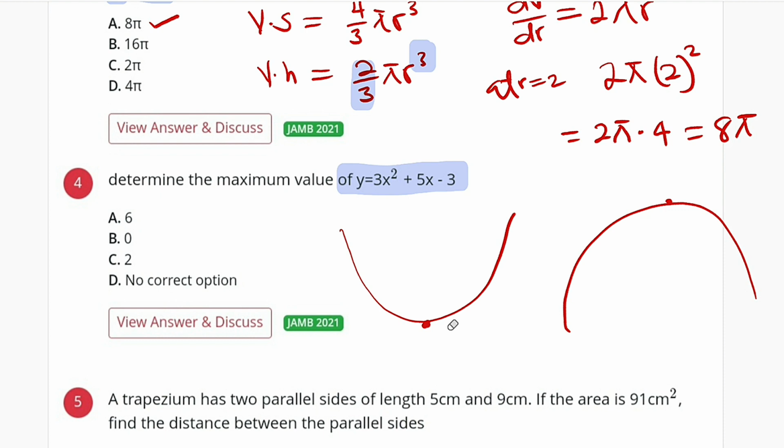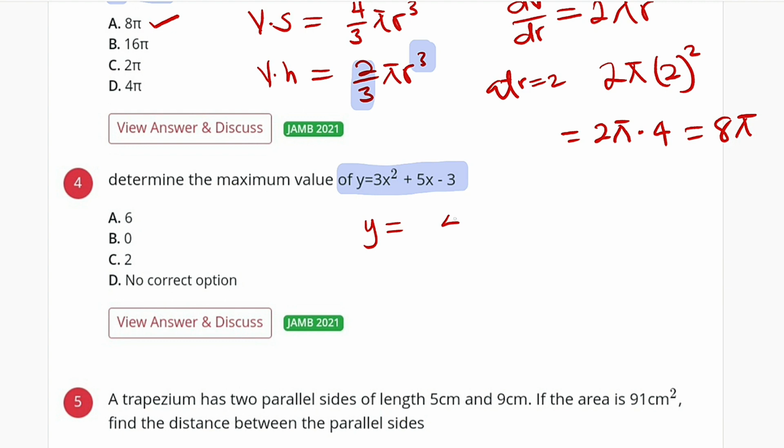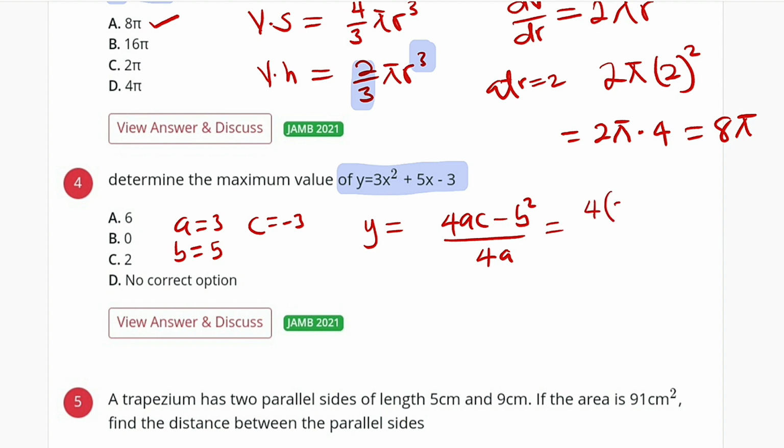So there is a formula that will guide us in finding this. The formula is y equals (4ac minus b squared) divided by 4a, where a is the leading coefficient 3, b is the coefficient of the middle term, which is 5, and c is the constant negative 3. So let's substitute. This is equal to 4 multiplied by a, which is 3, then multiplied by c, which is negative 3, then minus b squared, which is 5 squared, divided by 4 multiplied by a.